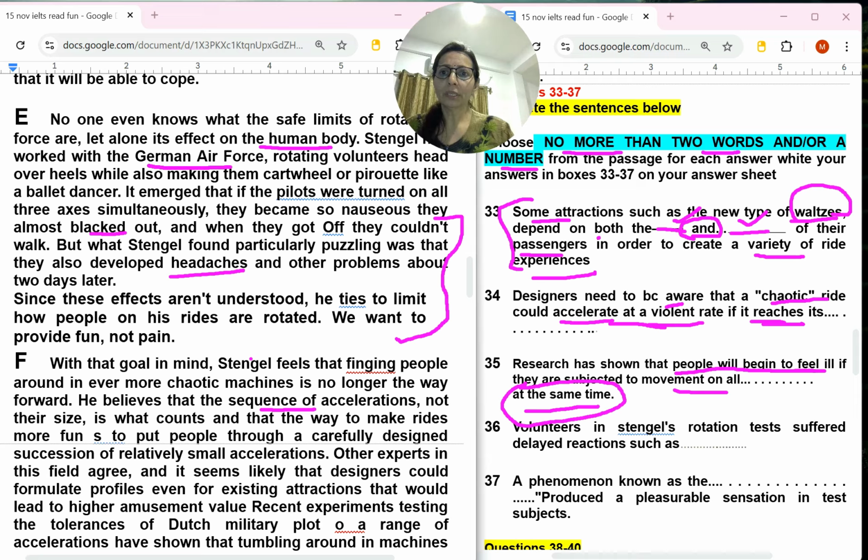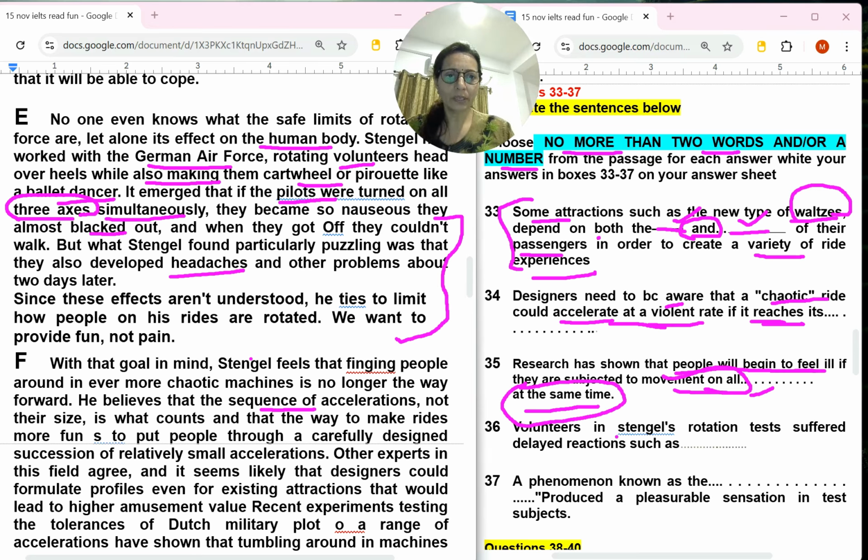Stengel worked with German Air Force, rotating volunteers head over heels while also making them cartwheel like a ballet dancer. It emerged that if the pilots were turned on all, the word is there. See, this movement on all: were turned on all three axes simultaneously, meaning at the same time. Same time is simultaneously. The word on all is also there, so it means three axes will be there. So here we will write three axes.